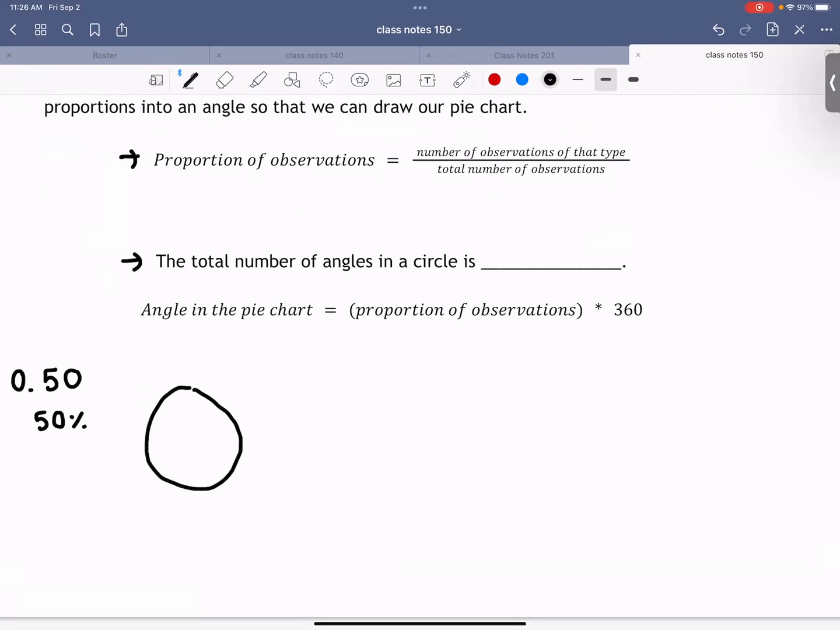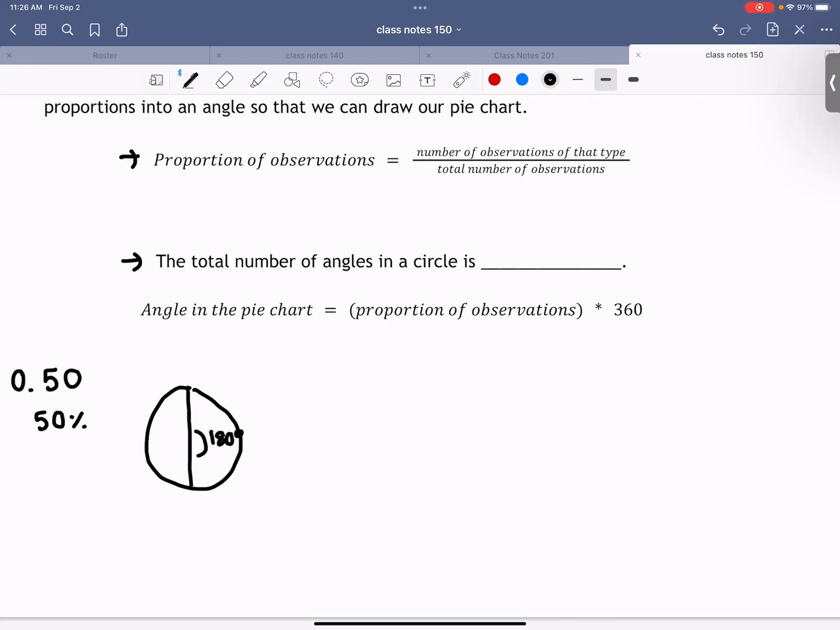Would that translate to an angle of 50 in our pie chart? I see a yes, I see a no. Anyone want to explain? Julie: A circle is 360 degrees total, so like 50% of that. 180, right? Like half of a pizza is 180 degrees, right?